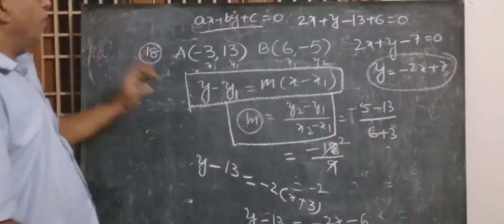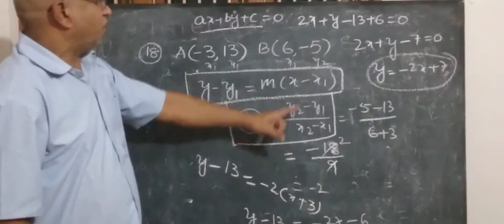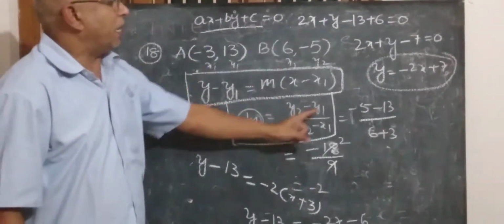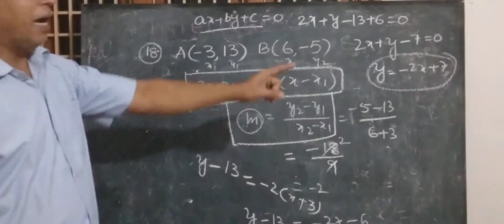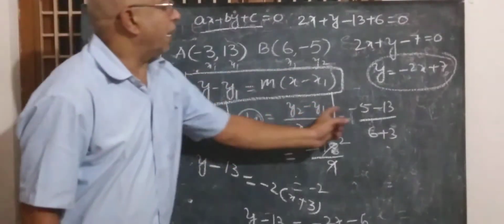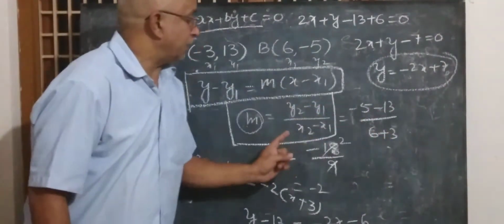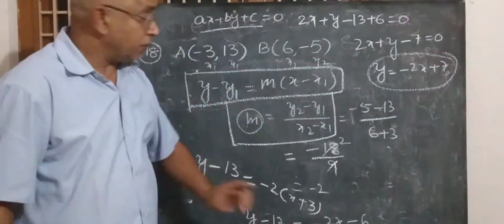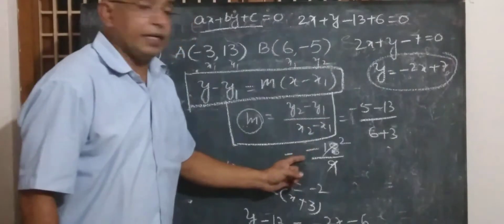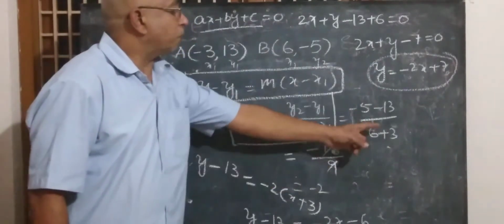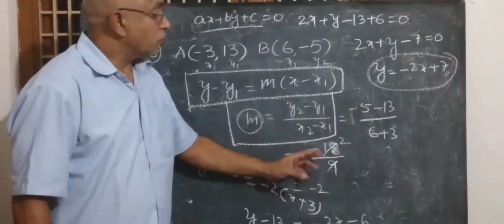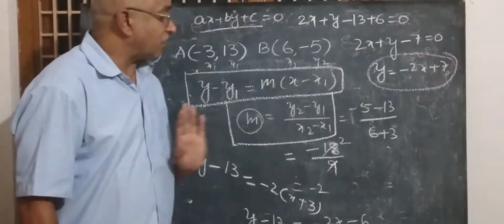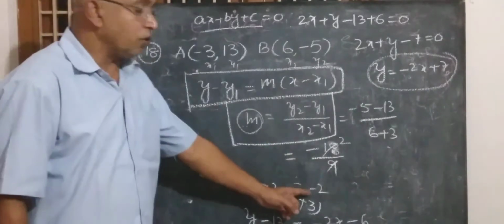Clear? So what is the value of y2? Minus 5. y1 value here is 13. y2 minus y1 is minus 5 minus 13. x2 minus x1 is 6 plus 3. Clear? So minus 5 minus 13 is equal to minus 18. 6 plus 3 is equal to 9. So we can cancel: 9 ones are 9, 9 twos are 18. We get minus 2. So m is equal to minus 2.